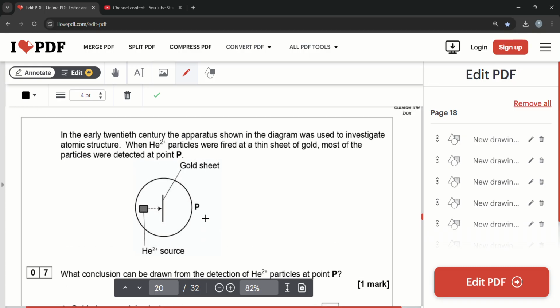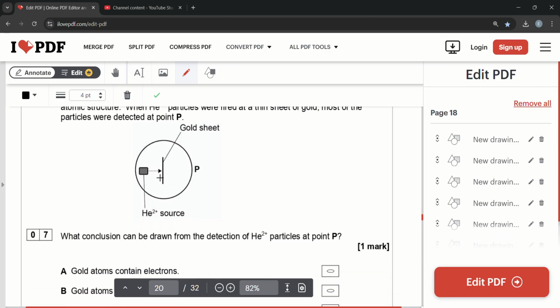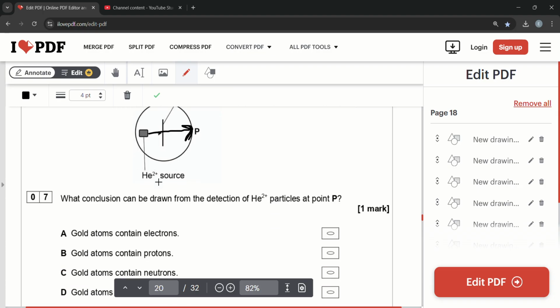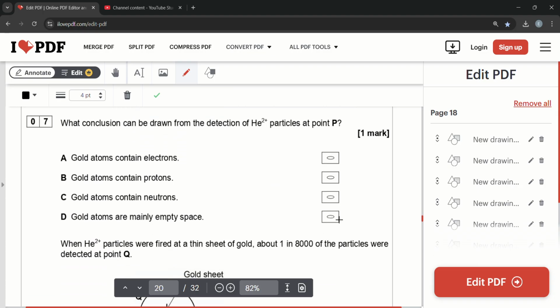What conclusion can be drawn from the projection of He2+ particles at point P? So, if the particles are going to point P, they're passing through this gold sheet. That tells me that it's mainly empty space in order for it to pass.